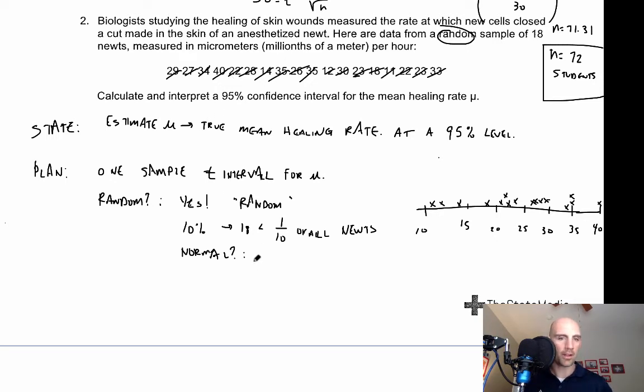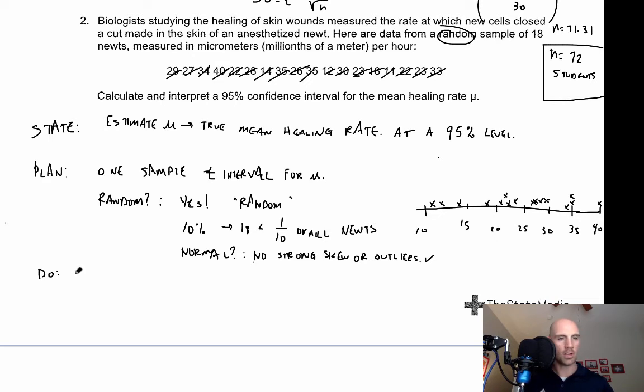So normal, what am I going to say? I'm going to say no strong skew or outliers. Okay. So then what am I doing? I'm going to construct this interval.